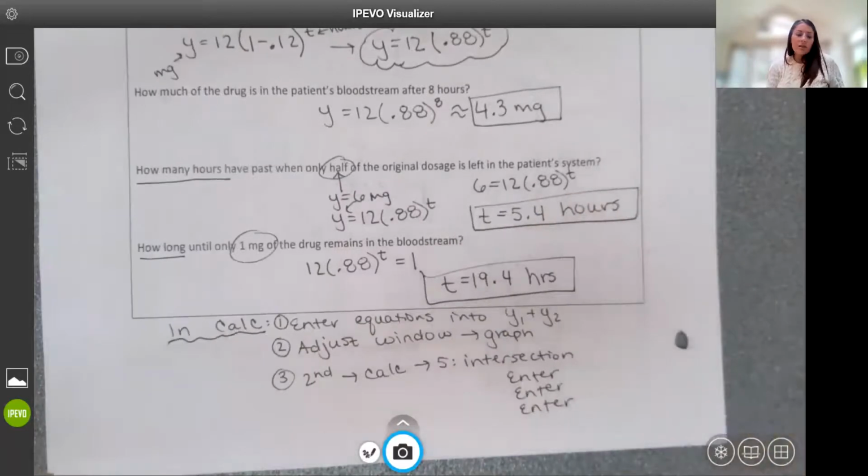Okay, and like I said, you'll get more practice with this when you do some of the homework for exponential growth and decay.